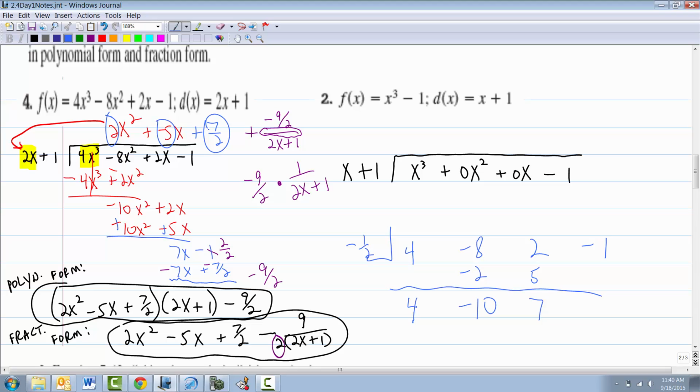Wait till you see this. What's negative 1/2 times 7? Negative 7/2, and this is negative 2/2. This is weird. What's negative 2/2 minus 7/2? I see something. That's actually spot on. Isn't that strange? What are all the coefficients of the answer, though?